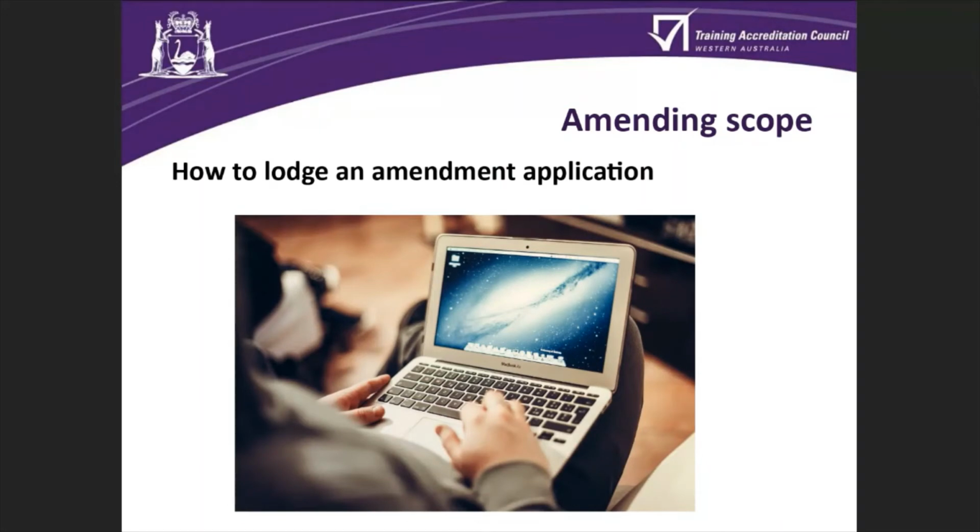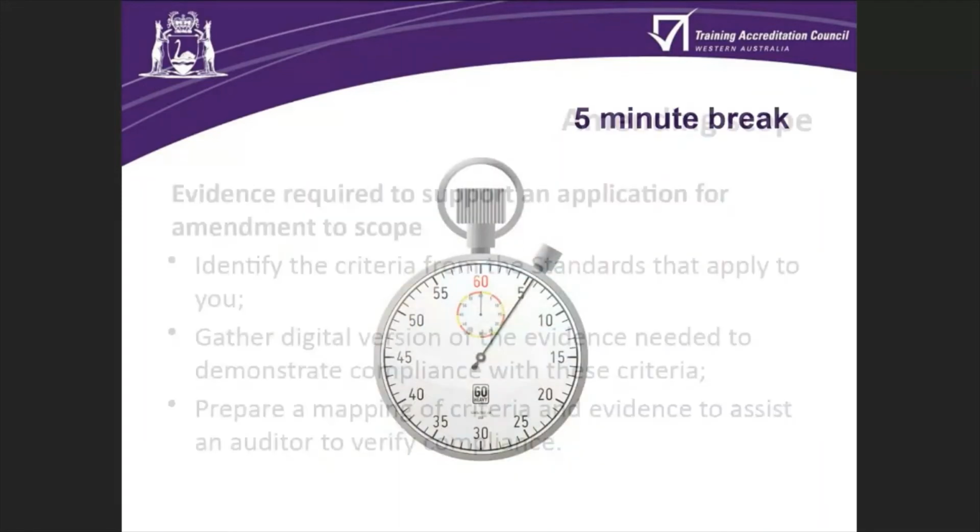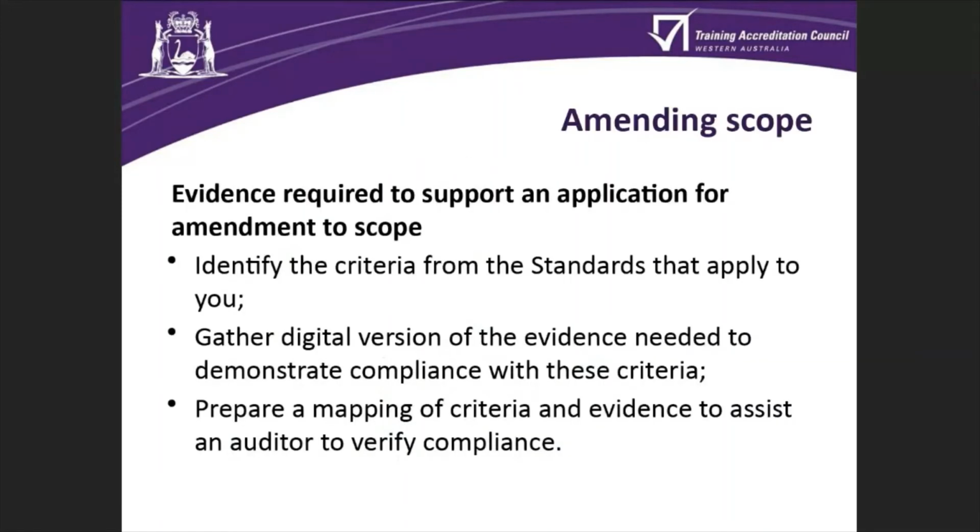So the word amendment to scope covers both an increase in your scope and a decrease in your scope. From our discussions from here on, we're only looking at circumstances where you're increasing scope. And so we're looking at the amendment to scope process and the fact that as you increase scope, you're going to have to go through a process of establishing that your organisation is capable of delivering that.